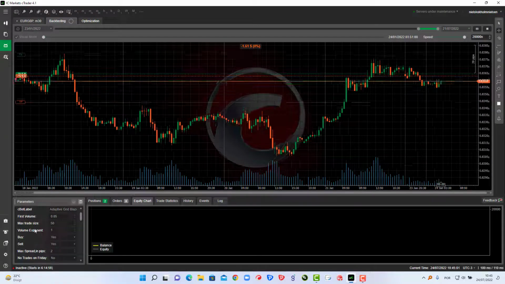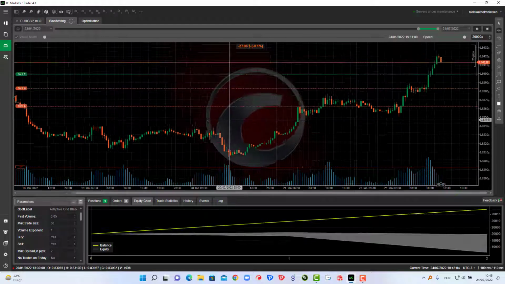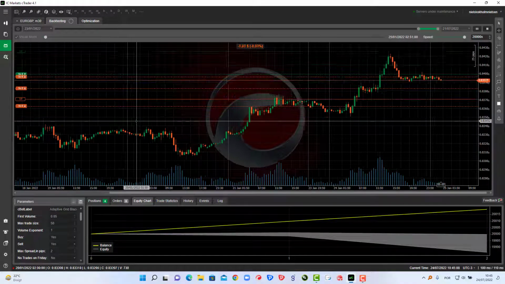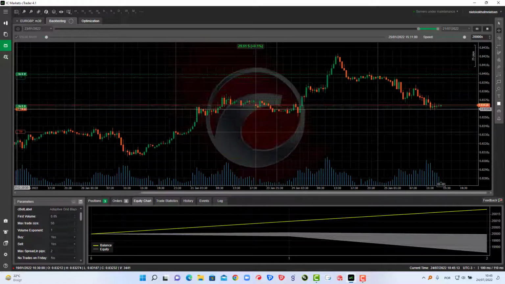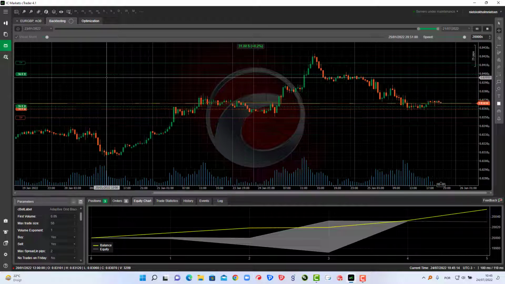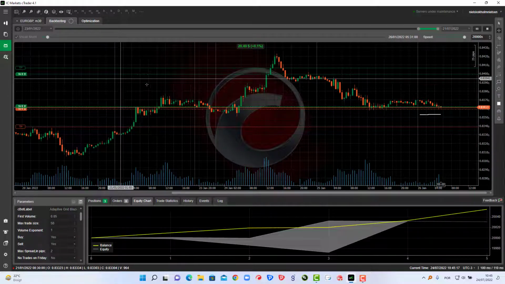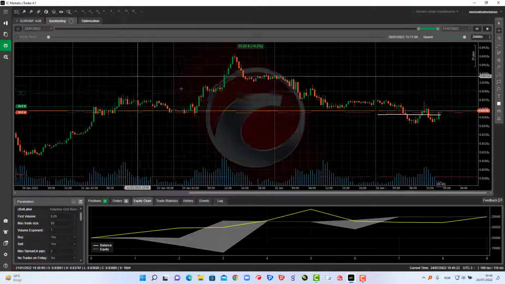I just configured the multiplier here to 1. And what you will notice is that we have the initial lot size of 5K, and that doesn't change at all. In fact, all the trades that we're opening are 5K, whether it be a buy or sell trade here. It doesn't matter currently.